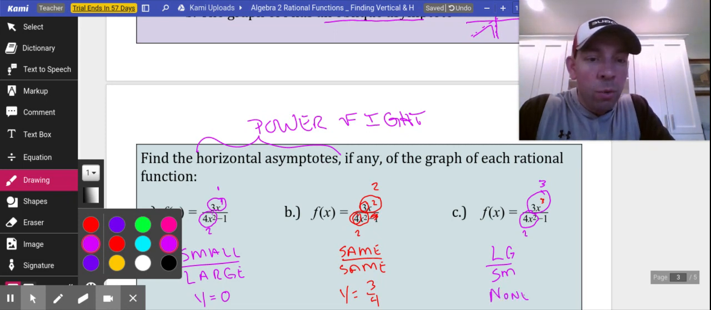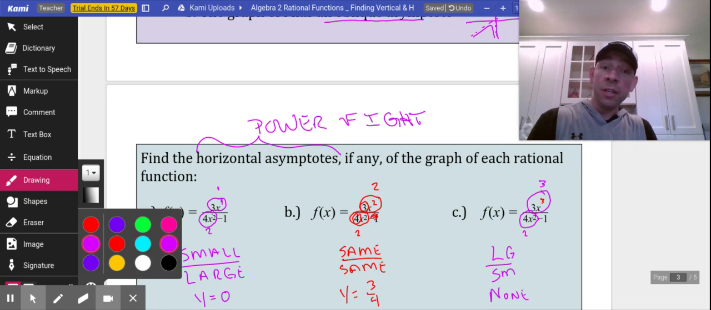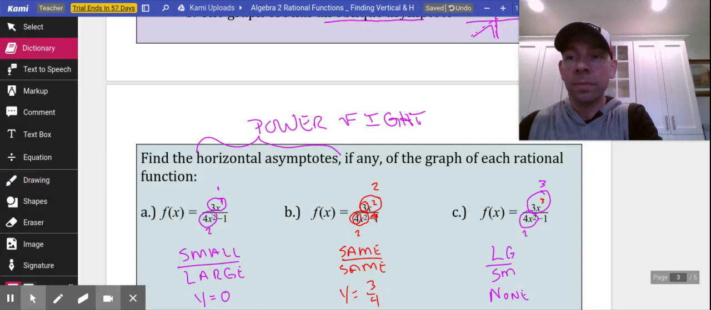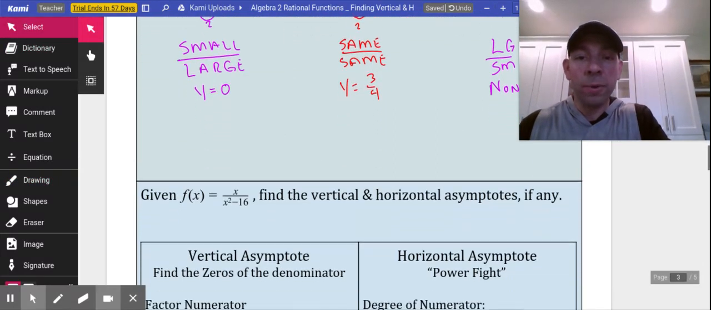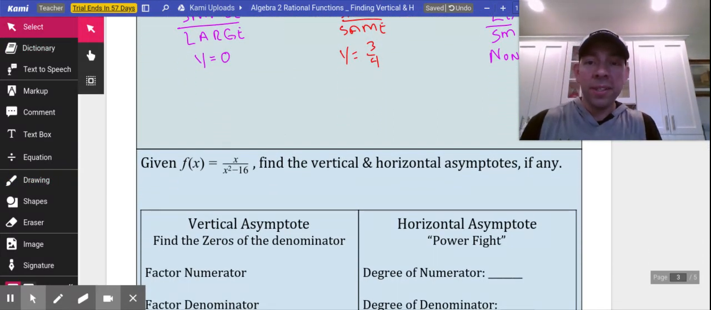There is no horizontal asymptote. There is going to be an oblique asymptote, and that'll be a conversation for another day. We'll talk about that down the road. Okay, what other fun stuff we got? Okay, so let's see if we can mesh it all together here.